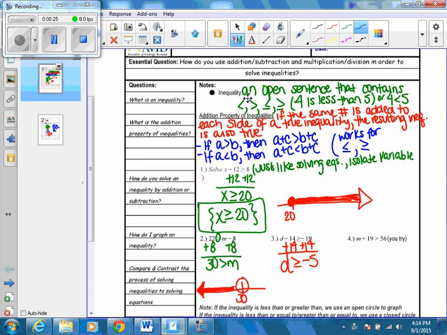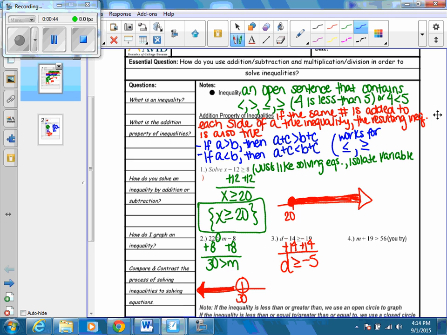The first thing our definition says: an inequality is going to be an open sentence that contains a less than, greater than, less than or equal to, or greater than or equal to sign. For instance, if I have 4 is less than 5, it's the same thing as writing the symbol 4 < 5.